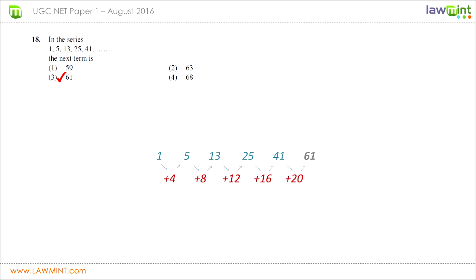In question number 18, we are given a series of numbers which starts from 1 and then goes all the way up to 41, and we are asked to identify the next term which comes at the end of the series. So if we write down the given numbers and see the difference between each number and the subsequent number, we see that it is actually a multiple of 4. That is, the difference between 1 and 5 is 4, then the difference between 5 and 13 is 8. Therefore, the difference between 41 and the next number which should come should be 20. Therefore, the correct answer here is choice 3, which is 61.